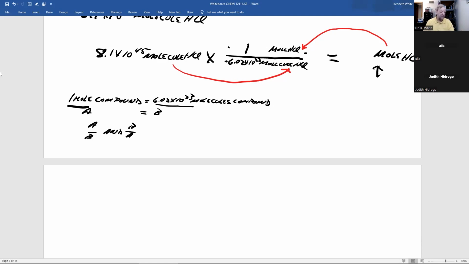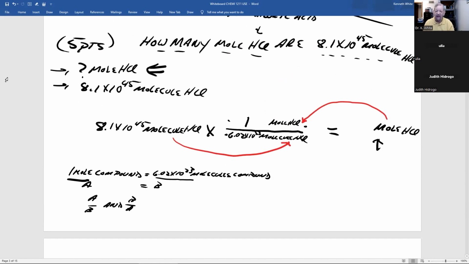Now, before I pick up my calculator, I'm going to look at whether the units cancel out to give me the same units I want my answer in. Notice here I have molecules of HCl divided by molecules of HCl. Remember, anything divided by itself equals the number 1, so this cancels out. What units am I left with? Moles of HCl. And that's what I want my answer in.